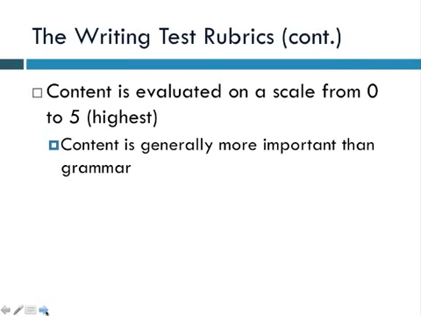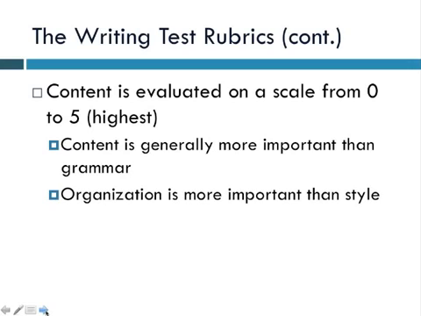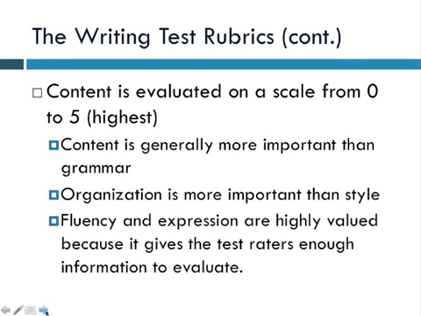So again, 0 to 5 is the scale. In my experience, content is generally more important than grammar. Organization of the essay seems to be more important than just the writing style. And fluency and expression are definitely highly valued because it does give the test raters enough information to evaluate.